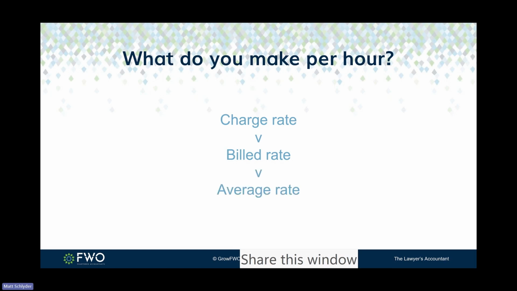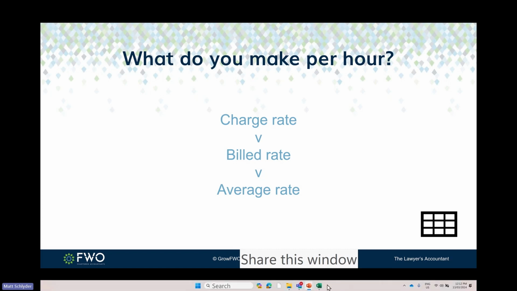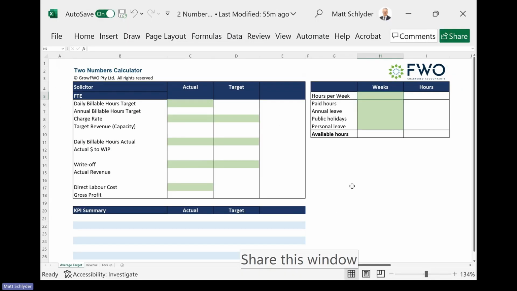So they're very different. And then the third rate, and the most important rate, the one that actually drives performance and the one that everybody needs to understand, is the average rate. An average rate is critical to understand, because it is determined by looking at the relationship between your revenue and the actual hours that are paid. So let me show you some calculations around that, just to give you a more detailed picture of what that looks like.